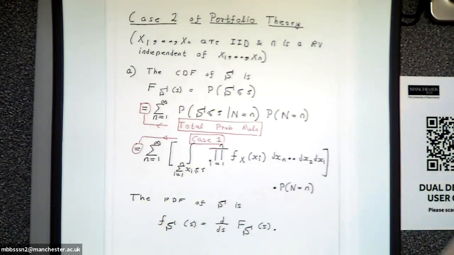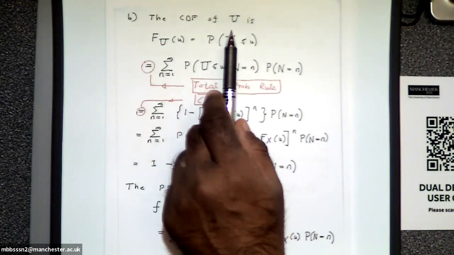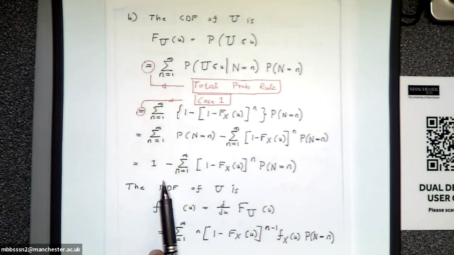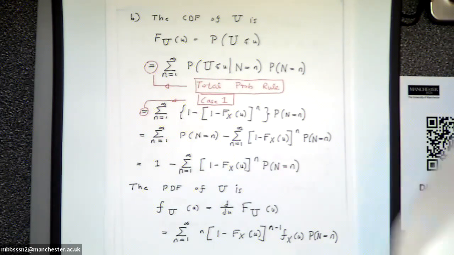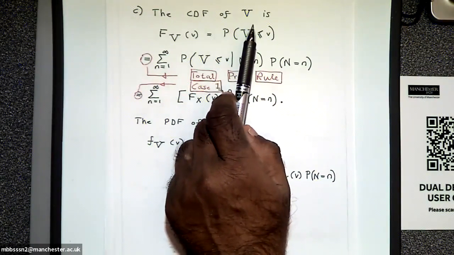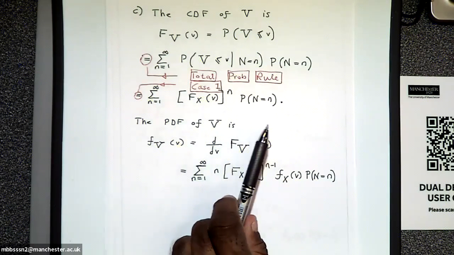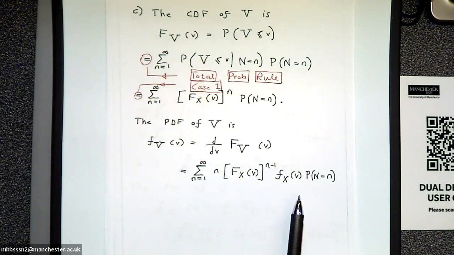So that's the CDF of U, remember U is the minimum portfolio loss, given by this formula. Again, I've given you the derivation, but I don't expect you to know the proof, but if you can understand the proof, that's good. And this is the PDF of U. And this is the CDF of V. V is the maximum portfolio loss, given by this formula, and this is the PDF of V.